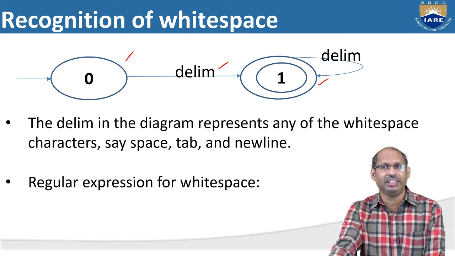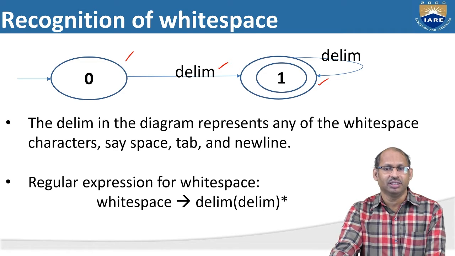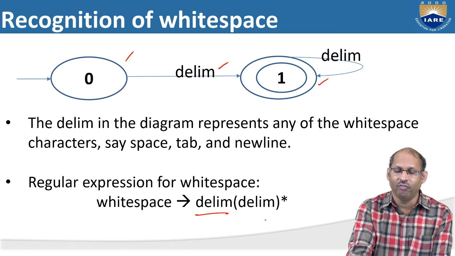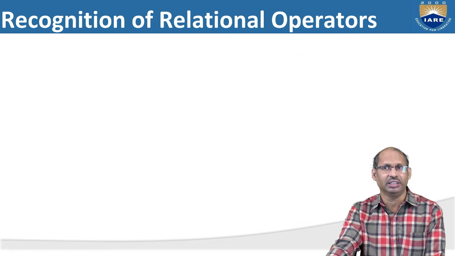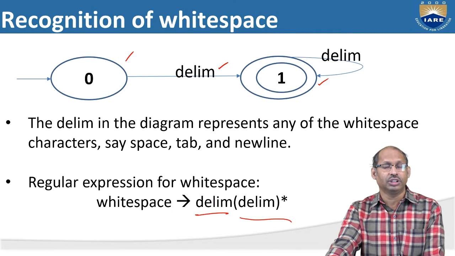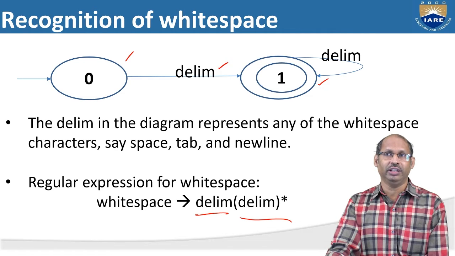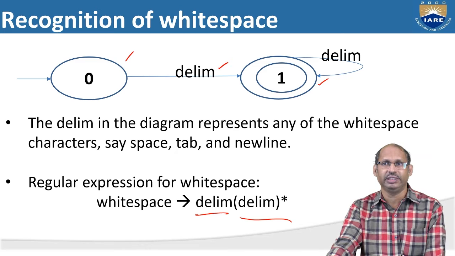Right? So the regular expression for white spaces is simply a delimiter followed by one or more occurrences of delimiters.